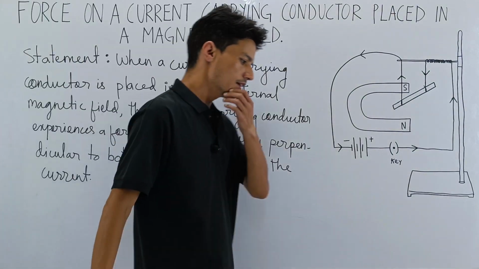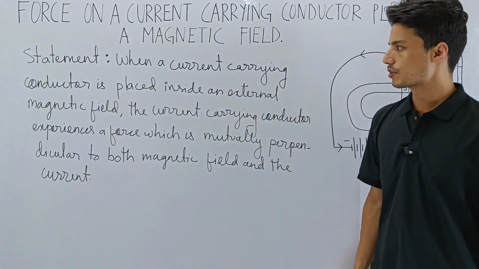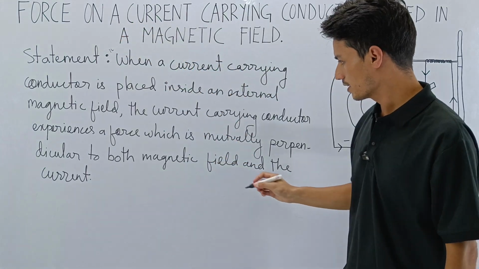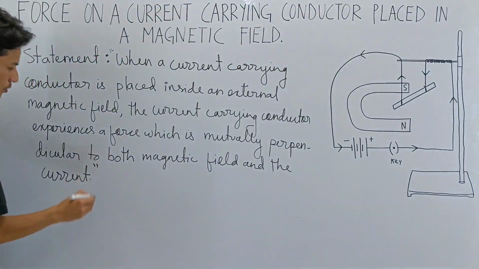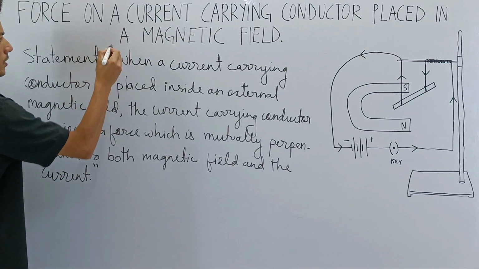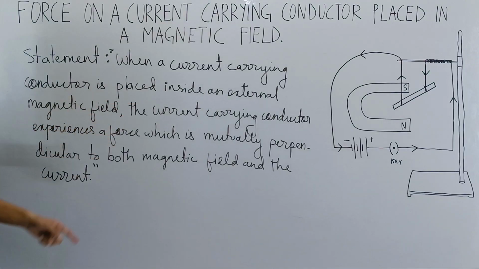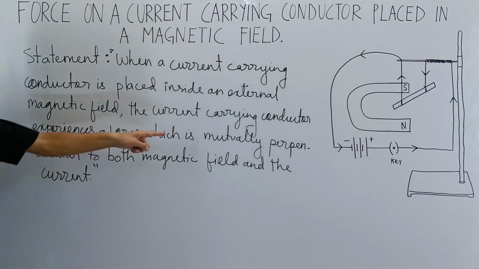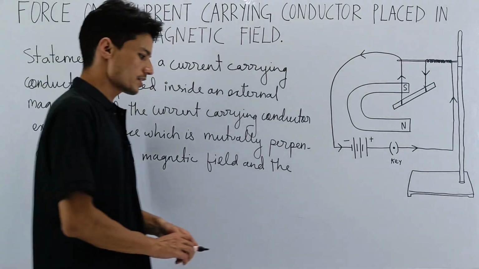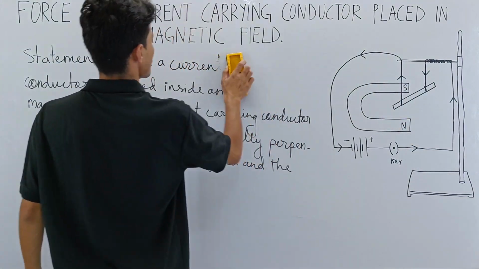So my dear students, kindly write down this statement, because this statement is very important. It is a very short statement, but a very important one, which reads, when a current carrying conductor is placed inside an external magnetic field, the current carrying conductor experiences a force which is mutually perpendicular to both magnetic field and the current. Now I will erase this, assuming that you have written this. You can pause the video and write it. Assuming that you have written this, let me erase it.